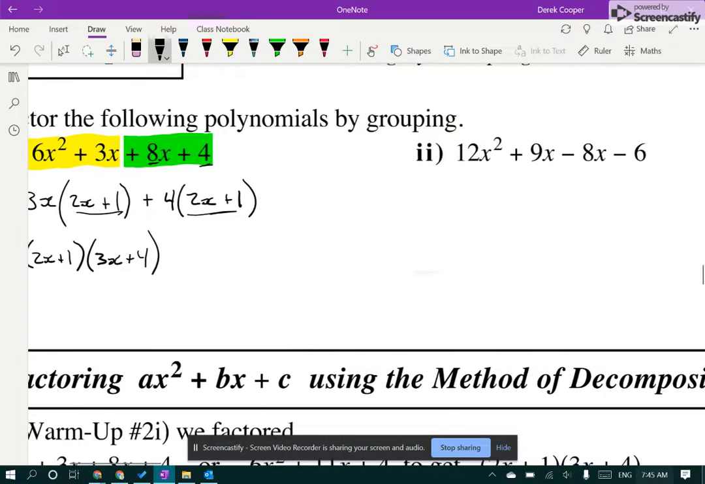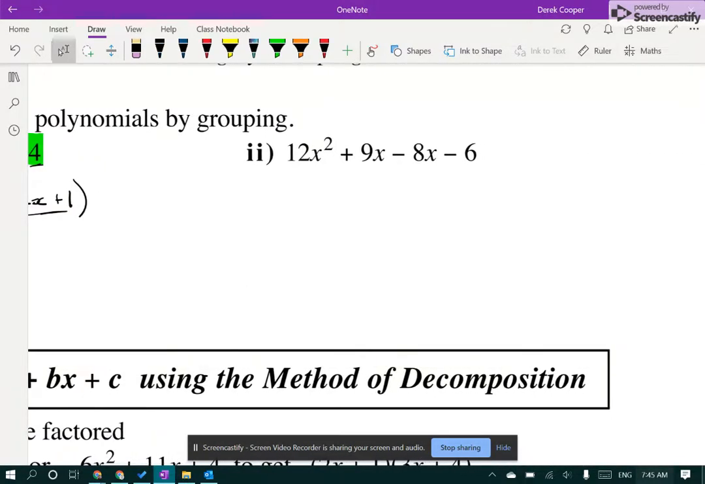Same thing on this one here. We're going to group the ones that make sense. In this case, we might have to rewrite, because it kind of makes sense to group our 12x squared and our 8, as well as our 9x and our 6, but we could do whatever we want here. So let's do it this way first. Let's leave it as is.